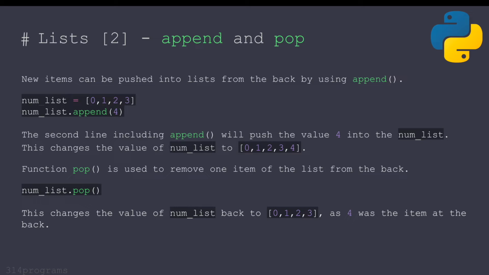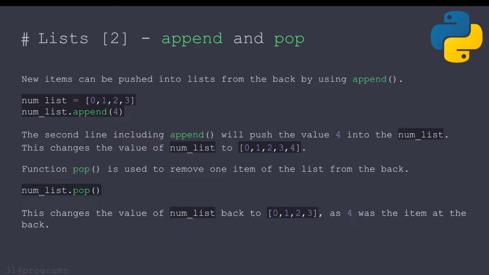Now we'll learn how to insert new items into the list and delete them. New items can be pushed into lists by using append. The second line including append will push the value 4 into the num list. This changes the value of num list to 0, 1, 2, 3, 4. As you can see, when new items are appended into the list, they are appended from the back.